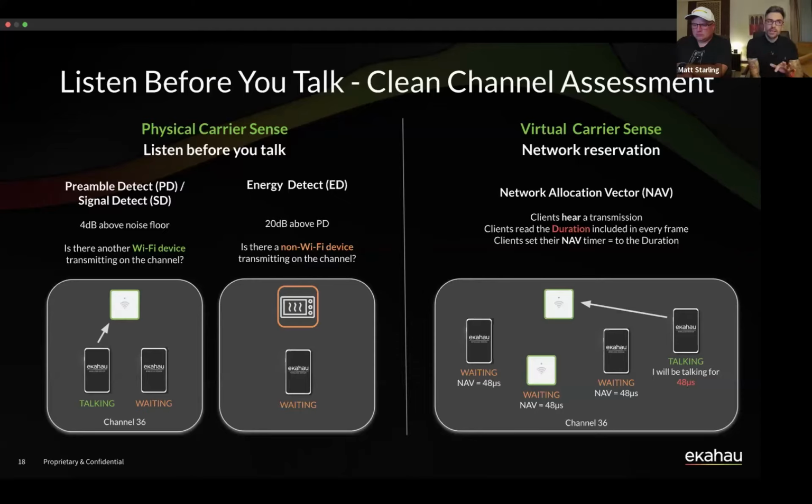And there's a couple of ways that our client devices or access points will check to see if the medium is free. You can think of it in a physical way and a virtual way. So the physical carrier sense is basically a device listening on the channel. Can I detect if there is any energy happening on this channel? Think of this as a layer 1 energy detect. Do I understand if this is Wi-Fi or not?